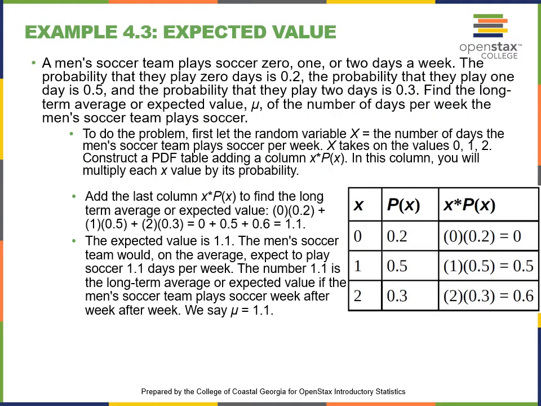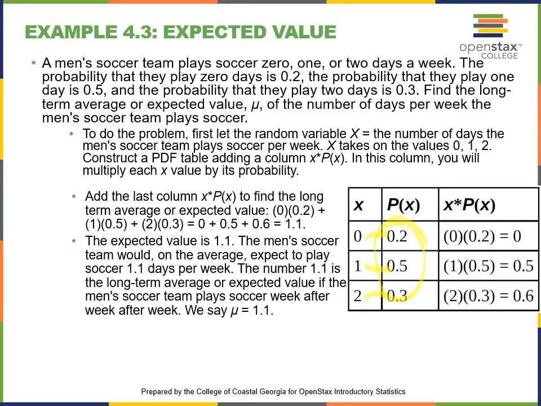Men's soccer team plays soccer 0, 1, or 2 days a week. So those are your outcomes. They are discrete because they are countable, a finite number of outcomes. The probability that they play 0 days was found to be 0.2. The probability they play 1 day is 0.5. The probability they play 2 days is 0.3. So we got this here, 0, 1, and 2. And these are the probabilities for each one of those.